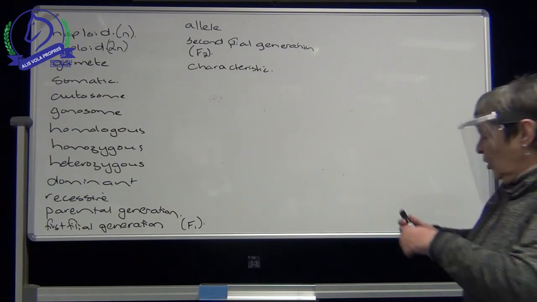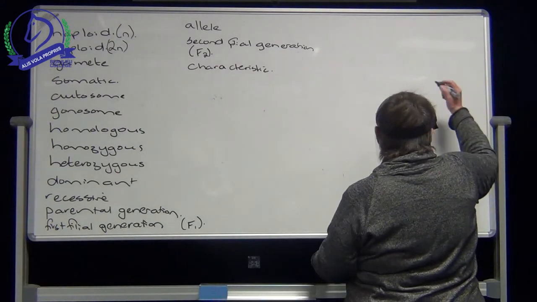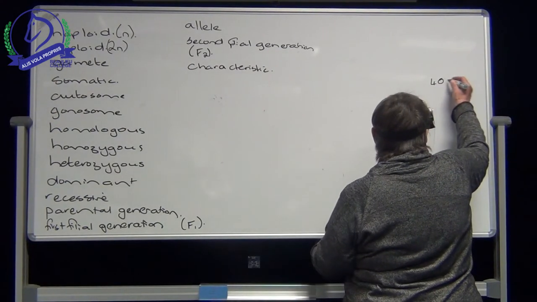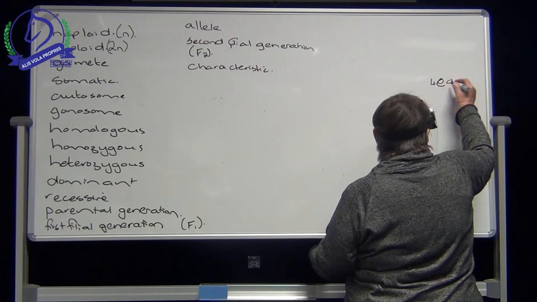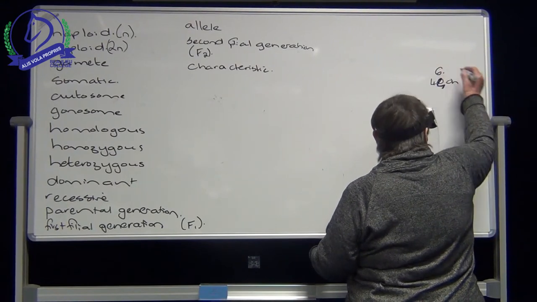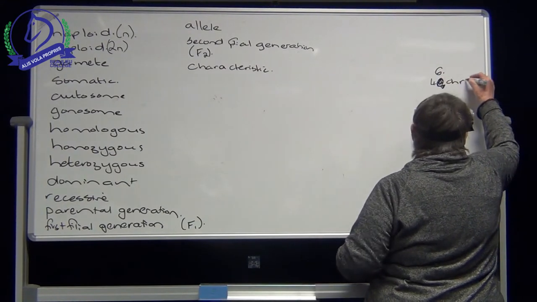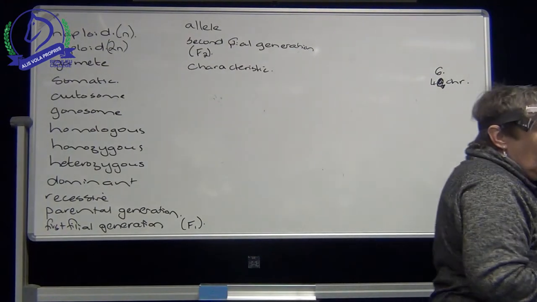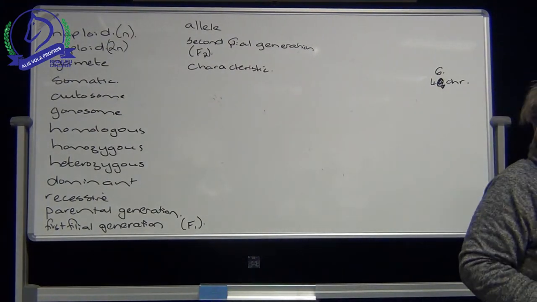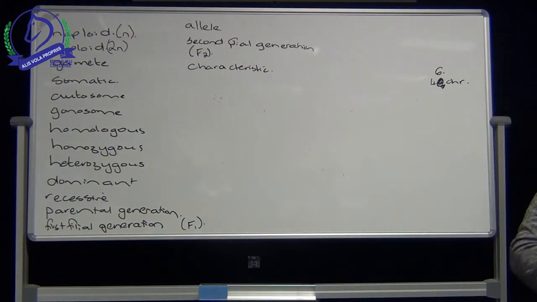Okay, so let's go back. Human body cell, somatic cell, 46 chromosomes. Oh, 46. Sorry, guys. You know figures. I don't do figures. Okay. 46 chromosomes. How many of those are autosomes? Good. You okay with that? Because two of them are gonosomes. So two of them are either XX or XY in a normal human.